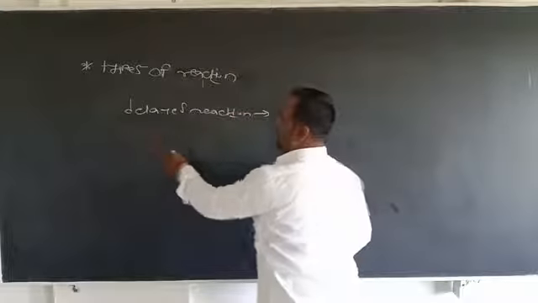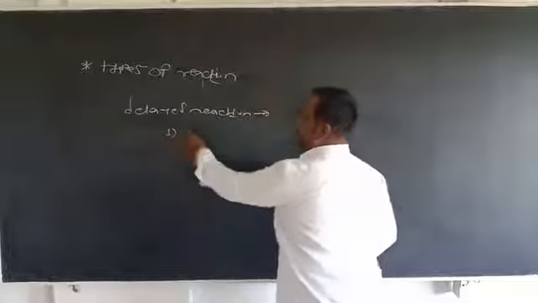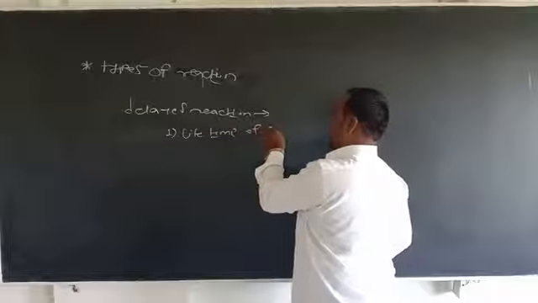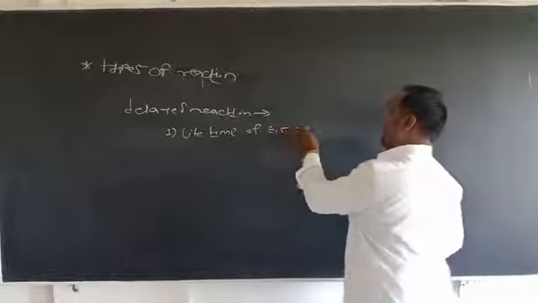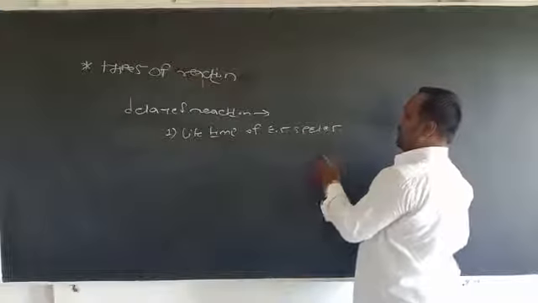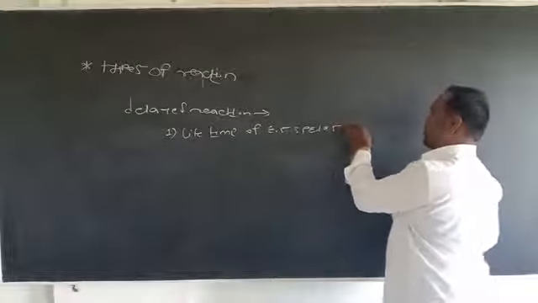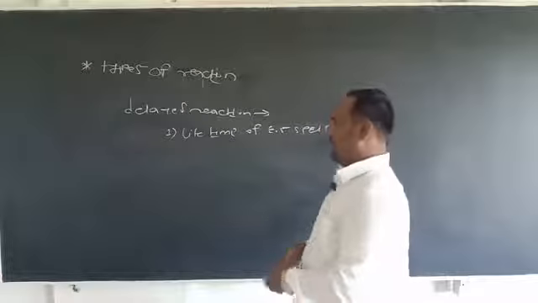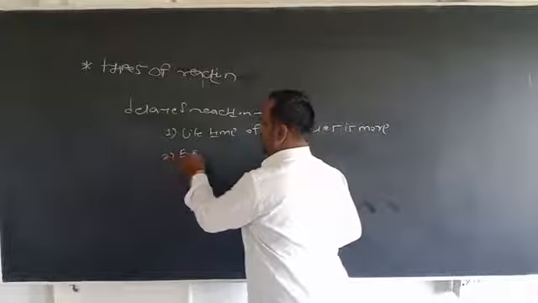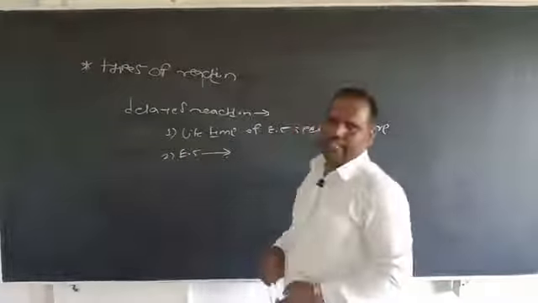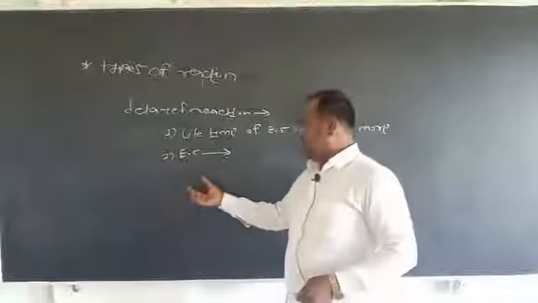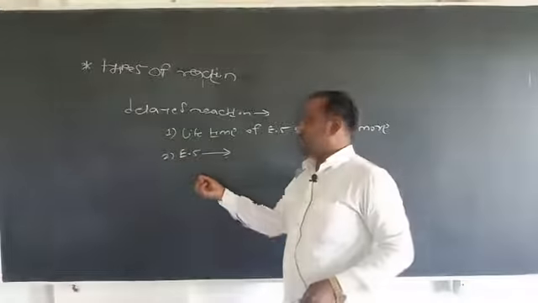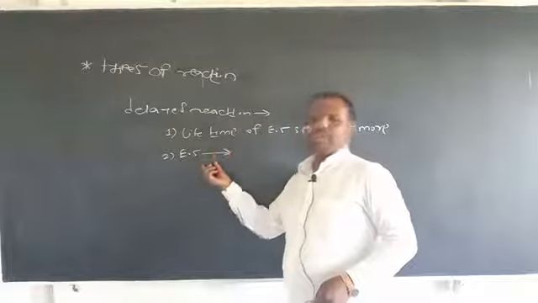So the first point regarding the delayed reaction is that the lifetime of excited species is more. These excited species do not dissociate after their formation, so they will not convert easily into the product. It will take a certain time to convert the activated species into the product.